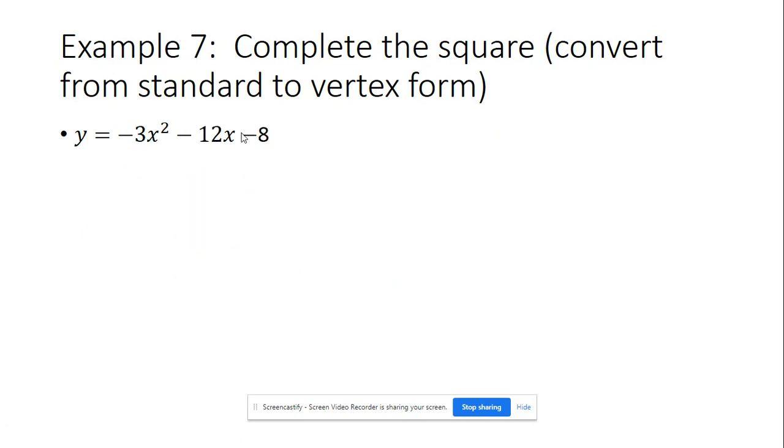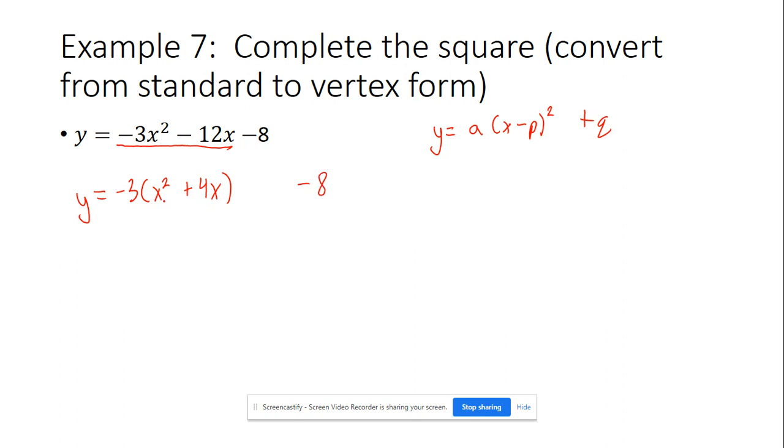All right, last one. We're going to convert from standard form into vertex form. The same strategy: I'm going to highlight the first 2 terms because I'm trying to get to this form. I'm going to factor out the negative 3 from the negative 3x squared and the negative 12x. So we get y equals negative 3 times x squared plus 4x, minus 8.